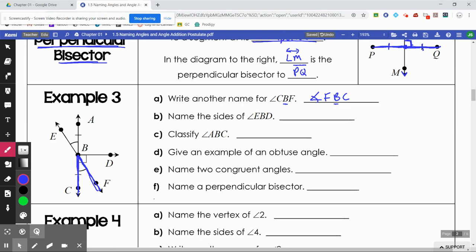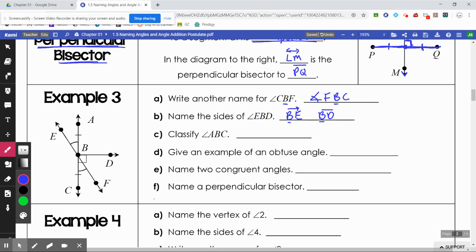Letter B says name the sides of angle EBD. So let's find E to B and then to D. We're looking for the sides. The sides are the two rays or line segments that make up the angle. So that would be ray BE, one of the sides, and it is a ray. The other side would go from B to D. That's the other side, so ray BD. Again, since they're rays, you always have to start with the letter that the ray starts from.